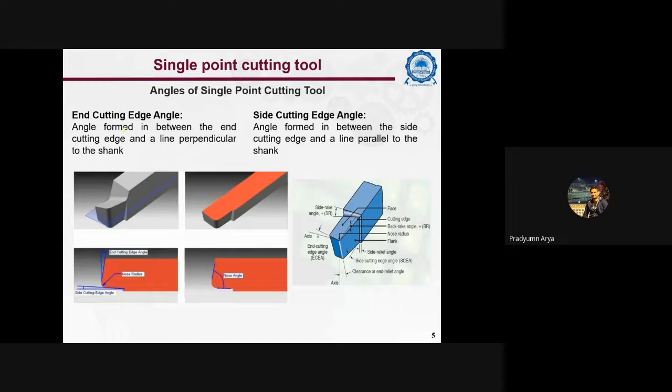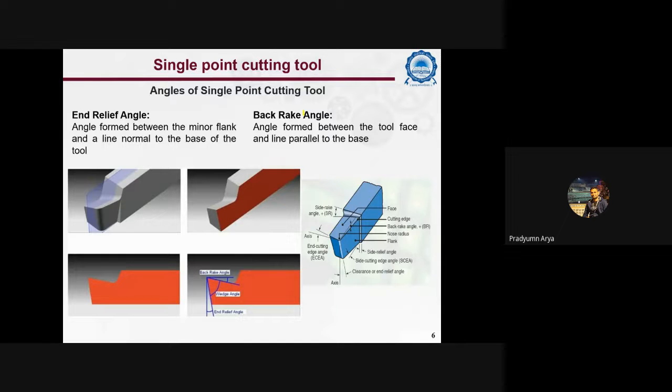Generally, the range of end cutting edge angle is between 8 to 15 degrees. If you provide a large value of this angle, it generally weakens the tool. Similarly, side cutting edge angle, its range is usually 15 to 30 degrees, and a larger value increases the tool life.